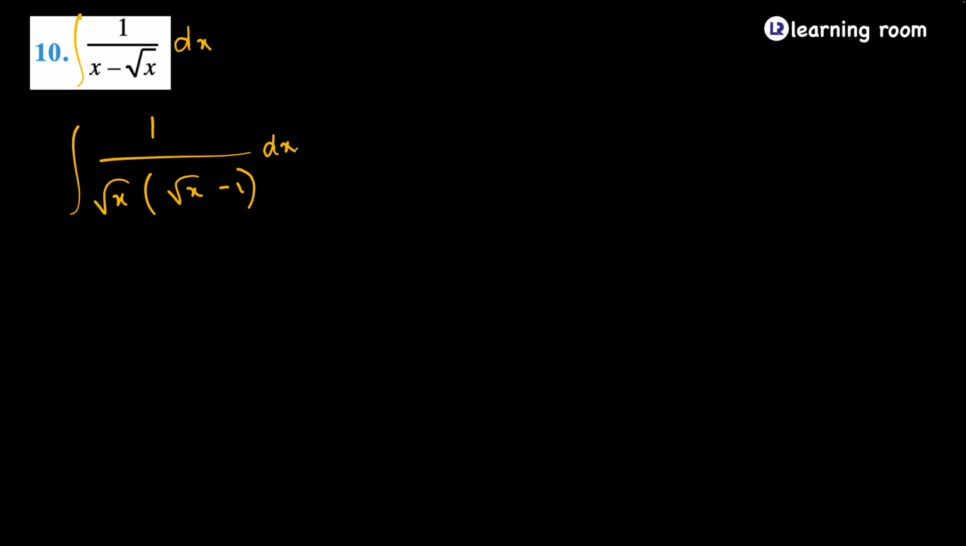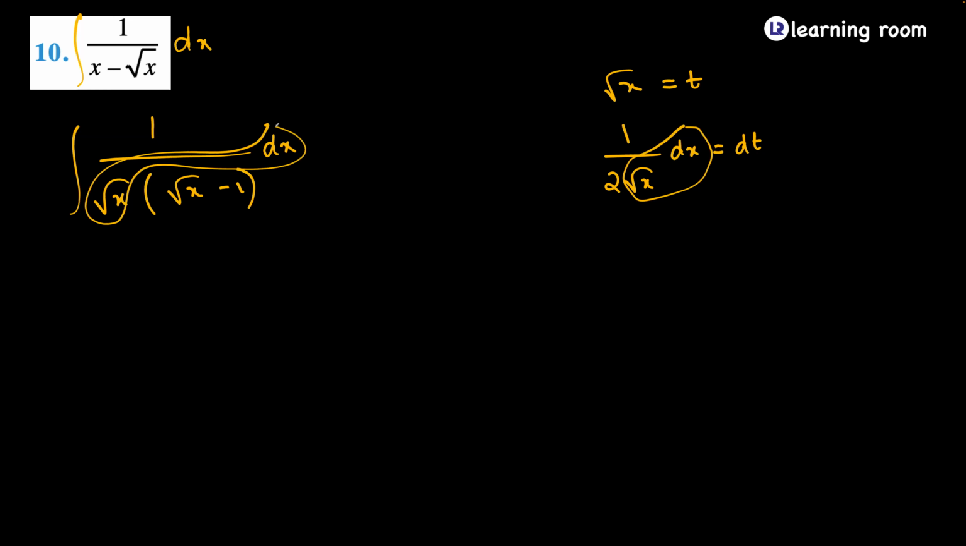So here the idea is, whenever you have a root x in the problem, combined directly with another variable that has the power as a whole number, then we take the root x common, so that root x is in the denominator. If I take root x to be t, what will come as dt? 1 by 2 root x dx will come out as dt. So I'll have this dx by root x. That is the reason why we need to take that root x outside.